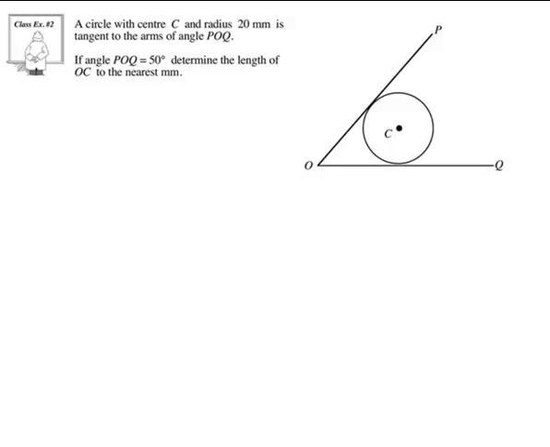So it says a circle with a center of C has a radius of 20 millimeters and is tangent to the arms POQ. Tangent just means it touches at one spot only. If angle POQ is 50 degrees, determine the length of OC. Okay. So what they want us to find is the length from O to C, so kind of cutting through the middle of the angle that's there.